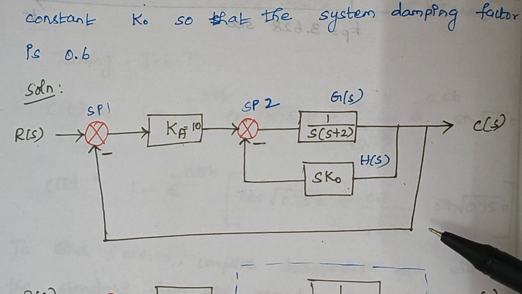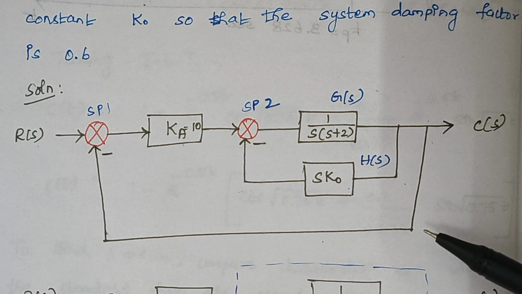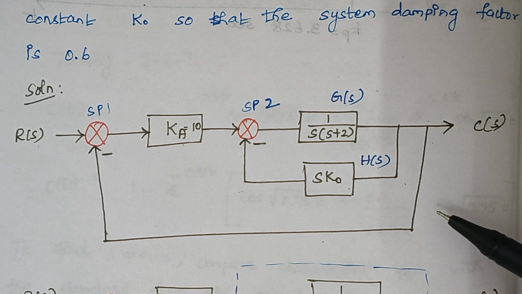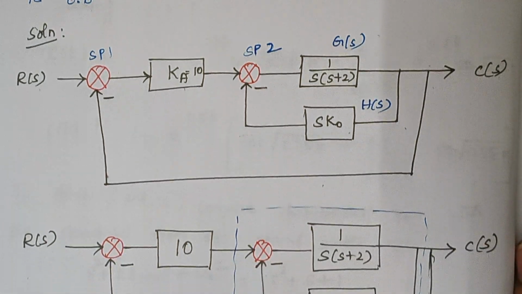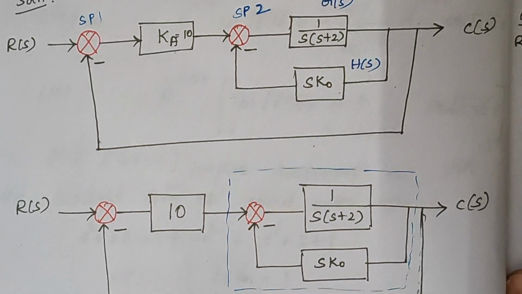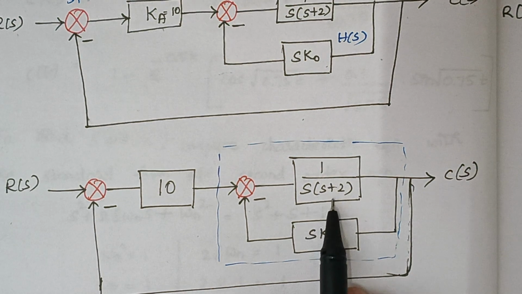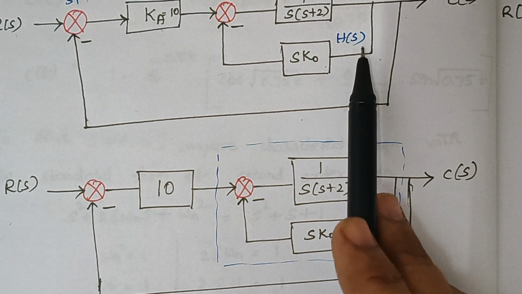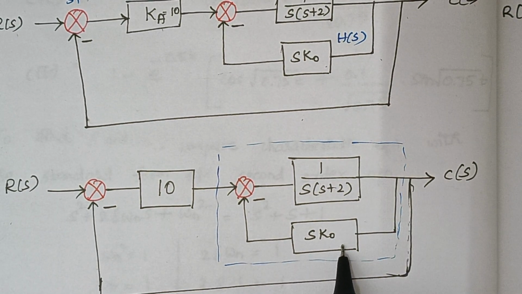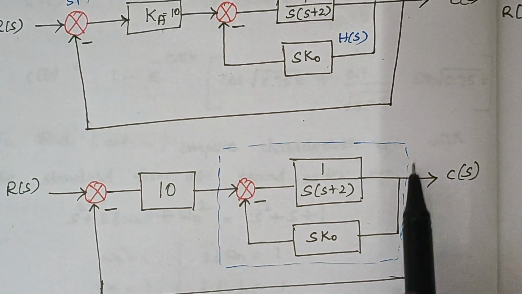Then our next step is we have to reduce this block diagram, and finally we have to find the value of K naught. Hope you people are clear with this block diagram reduction. Let me explain. Here you see the value of G of S is 1 by S into S plus 2, and the value of this H of S is S into K naught. So this is a feedback loop.